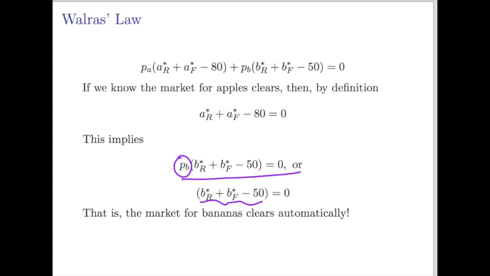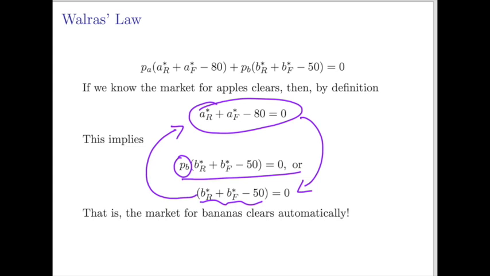We started with a pair of prices, PA and PB, such that the excess demand for apples was 0, so the market for apples cleared. From that, we were able to conclude that the excess demand for bananas was 0. We could have done it in the reverse. Perhaps we could have found prices that caused the excess demand for bananas to be 0. Well, that would allow us to conclude that the excess demand for apples would also have to be 0.